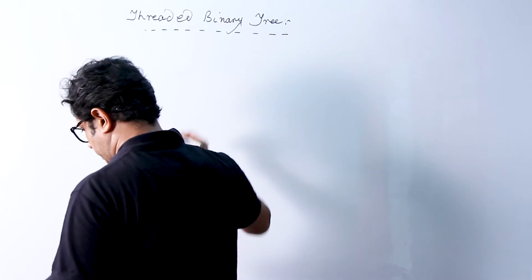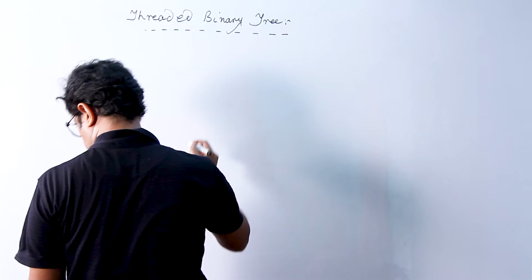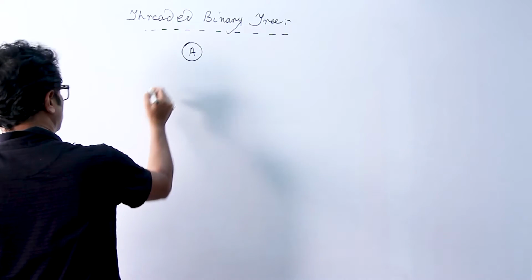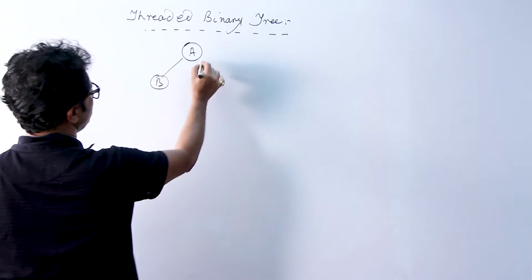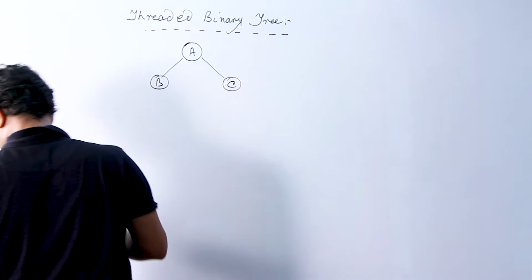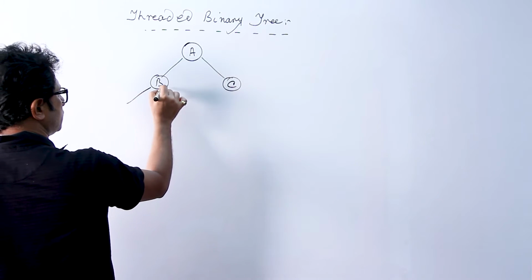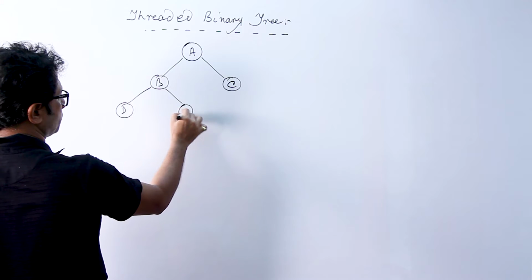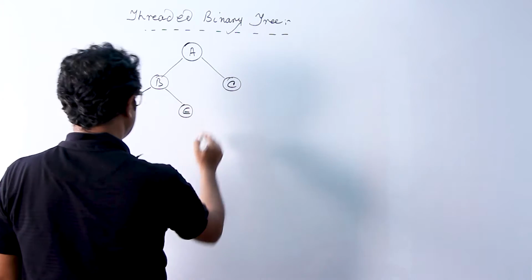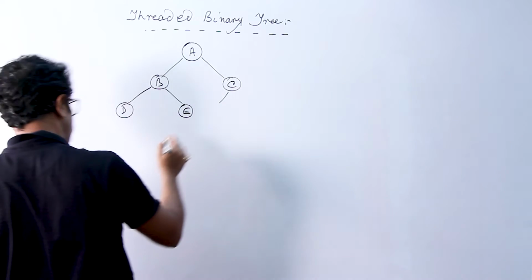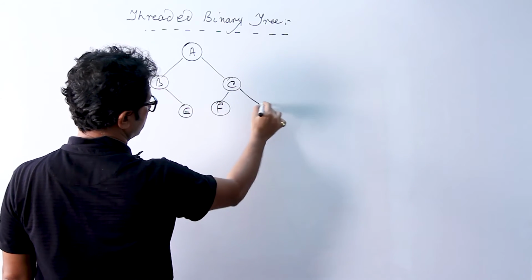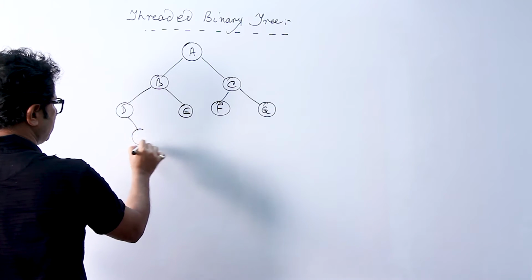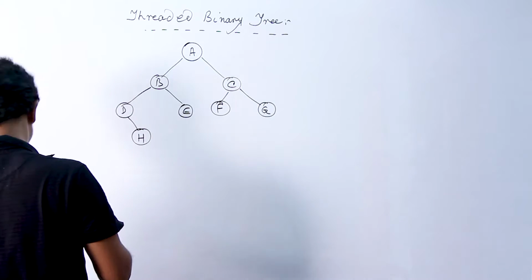Suppose I am drawing a binary tree like this. Suppose this is A. Suppose there are two children of A, B and C, and B has two children, D and E. Now C has two children, F and G, and D has one child, H, as the right child.